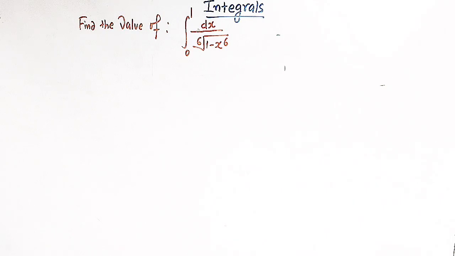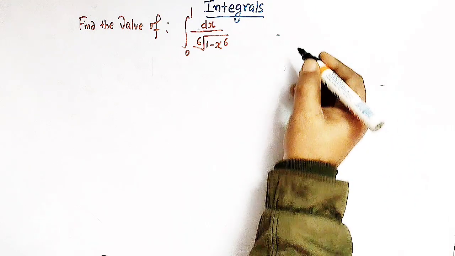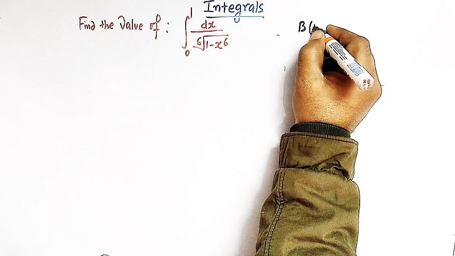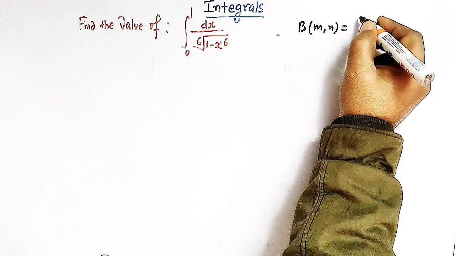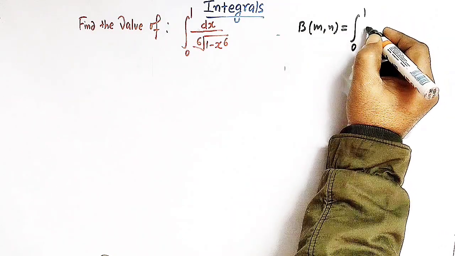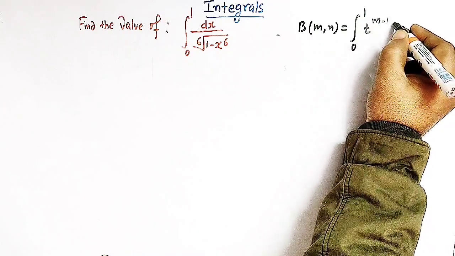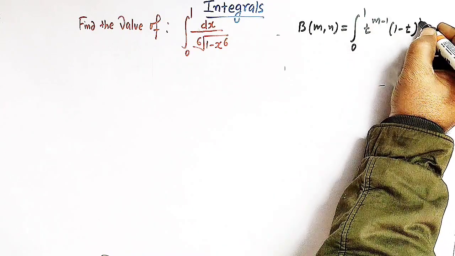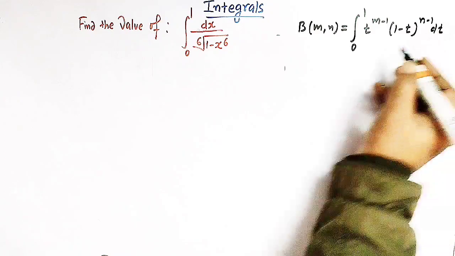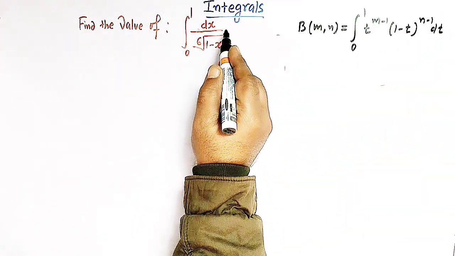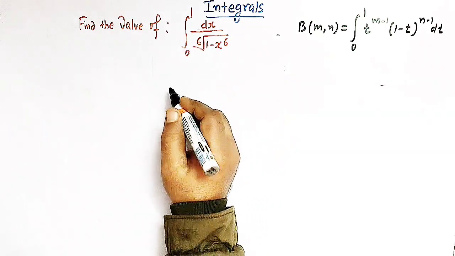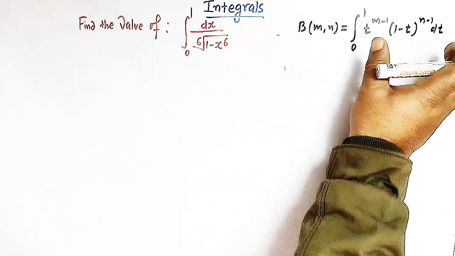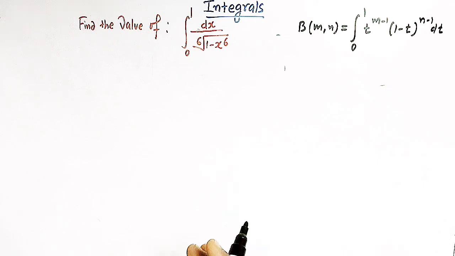So let us first convert this integral I using the method of substitution to the beta function, which is given by beta m comma n is equal to the integral from 0 to 1 of t raised to m minus 1 times 1 minus t raised to n minus 1 dt. So the first step is to convert this integral by method of substitution to this integral, and then we'll apply the properties of beta and gamma functions, right?